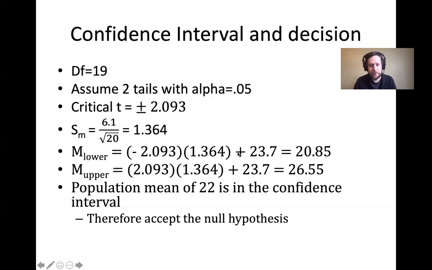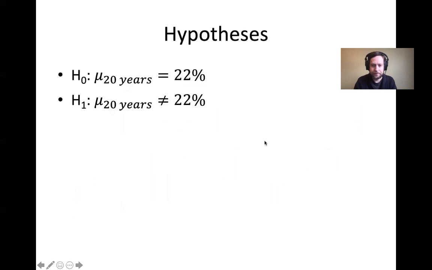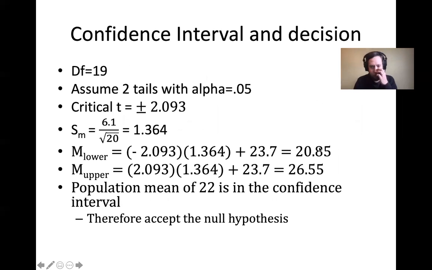And then you multiply those two numbers together, and then you add to those numbers this number right here, which is the sample mean. 23.7 comes from right there. 23.7, that's the sample mean. And then you work all the calculations and you get the lower bound 20.85 and the upper bound is 26.55.